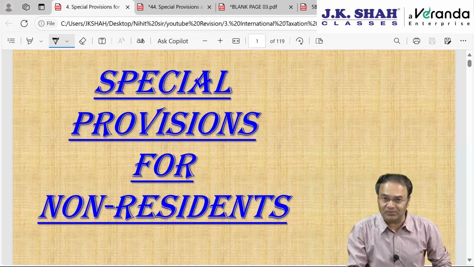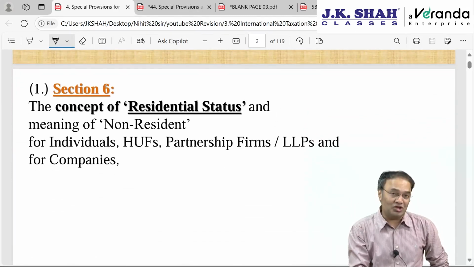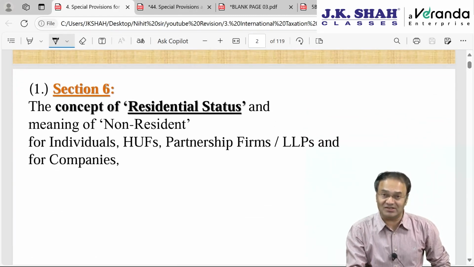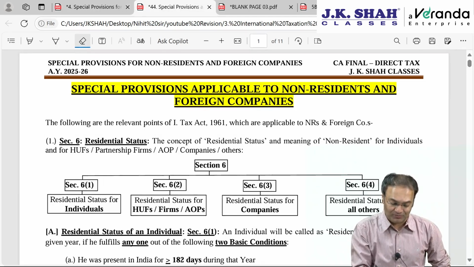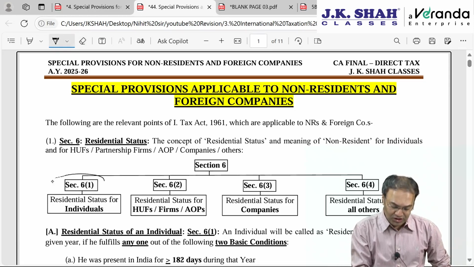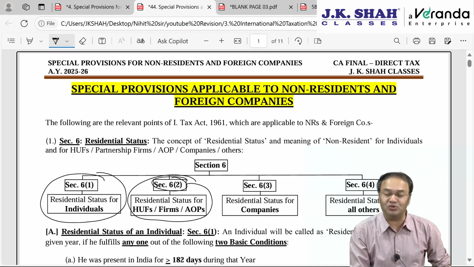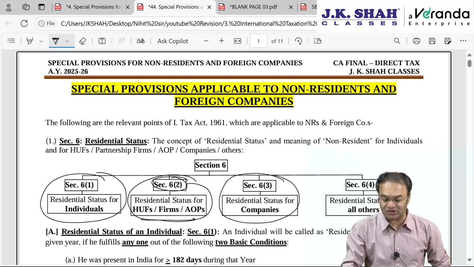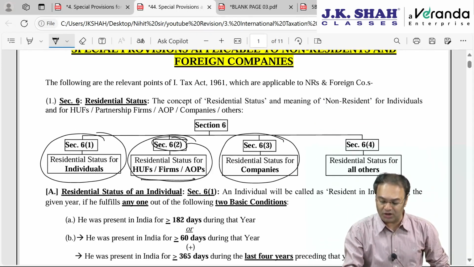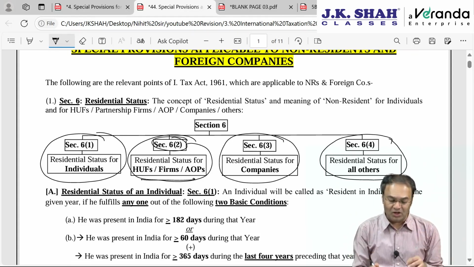Plus we will be discussing some income tax rules as well, but starting right now with residential status, section 6, concept of residential status. Section 6 has various clauses. Section 6 clause 1 talks about residential status of individuals. Thereafter we have section 6 clause 2, which talks about residential status of HUF, partnership firm including LLP, and AOP. Then section 6 clause 3 talks about residential status of companies, Indian company and foreign company, and the rest is section 6 clause 4, residential status of all other persons, whosoever is left out.